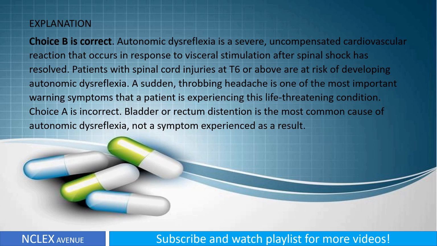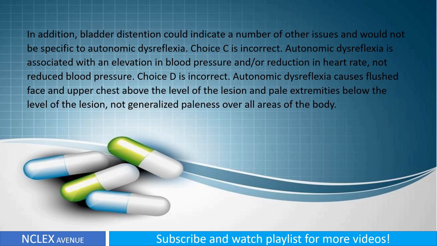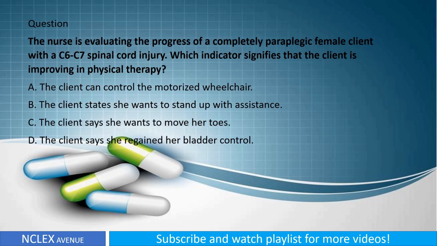Choice A is incorrect. Bladder or rectum distension is the most common cause of autonomic dysreflexia, not a symptom experienced as a result. In addition, bladder distension could indicate a number of other issues, and would not be specific to autonomic dysreflexia. Choice C is incorrect. Autonomic dysreflexia is associated with an elevation in blood pressure and/or reduction in heart rate, not reduced blood pressure. Choice D is incorrect. Autonomic dysreflexia causes flushed face and upper chest above the level of the lesion and pale extremities below the level of the lesion, not generalized paleness over all areas of the body.